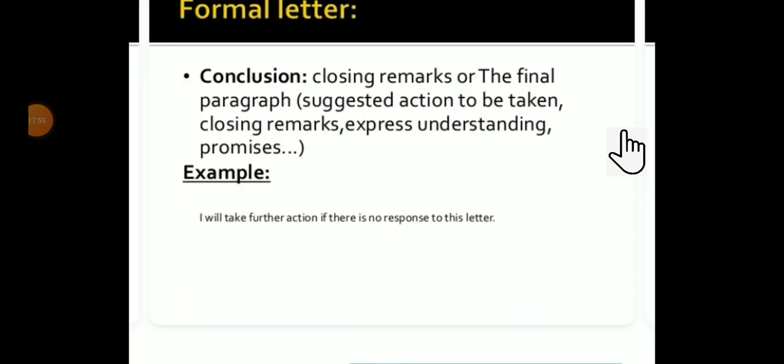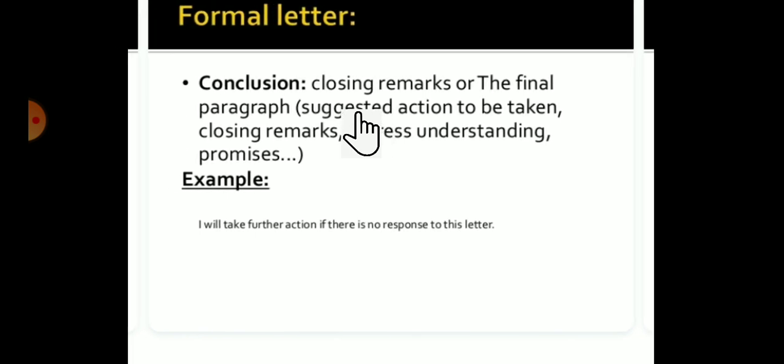Okay, introduction, middle body, then comes the conclusion. See, conclusion means closing remarks or the final paragraph. It is the ending paragraph where you have to put a full stop for your letter. Conclusion means suggested action to be taken, or closing remarks, expressing understanding or promises. So these all things come under the conclusion. This is what should be added under the conclusion part.